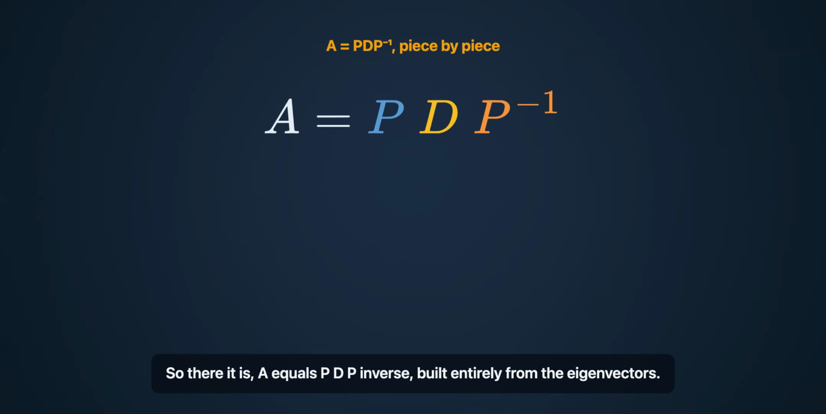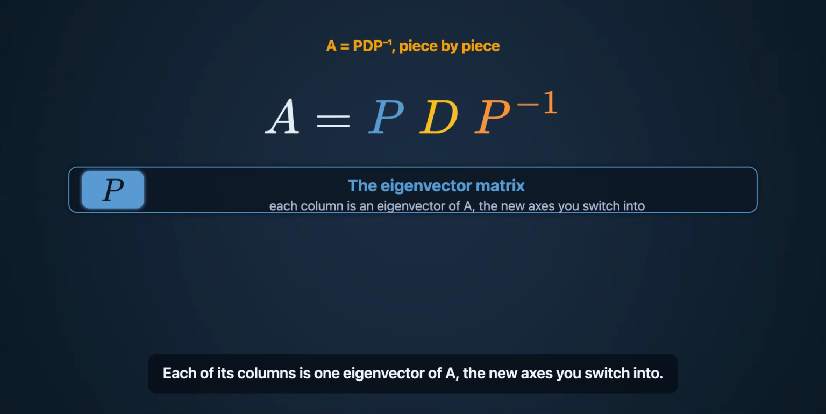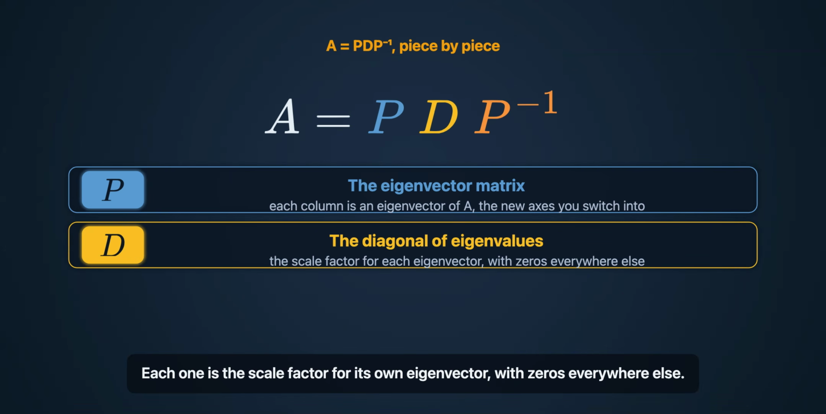So there it is. A equals PDP inverse, built entirely from the eigenvectors. Now let us name what each of those three letters actually is. P is the eigenvector matrix. Each of its columns is one eigenvector of A, the new axis you switch into. D is the diagonal of eigenvalues. Each one is the scale factor for its own eigenvector with zeros everywhere else.